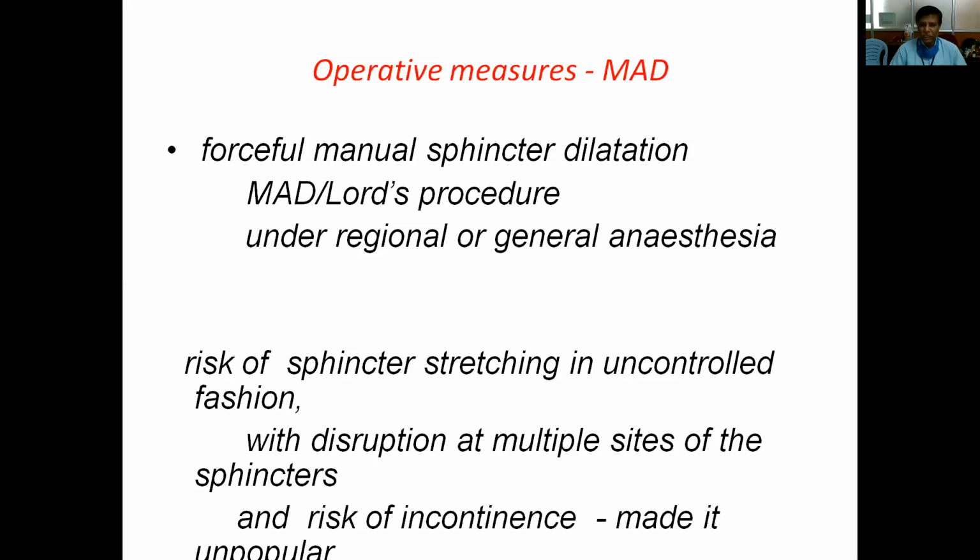The problem with this stretching is the sphincter is stretched in an uncontrolled fashion. Somebody can do it rightly, somebody can do it more forcefully. So there is no control how much to stretch the sphincter, how much to pull it. So the sphincter is stretched in an uncontrolled fashion, which results in disruption of the muscle at multiple sites. Why are we doing this MAD? To relieve the severe pain of the person. After the procedure, after recovery from anesthesia, the patient must be comfortable. He should not complain of the previous pain.